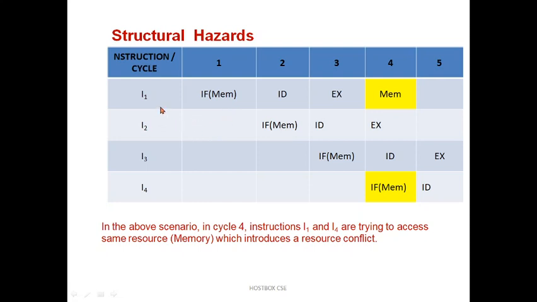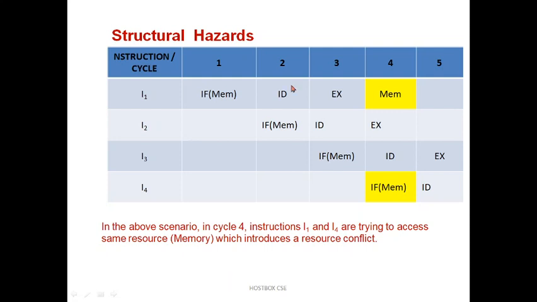So the pipeline keeps on executing instruction 1, instruction 2, 3 and 4. In the table above, whenever instruction 1 executes the memory stage, at the same time I4 is also executing. Instruction 4 also wants to access the same resource, that memory. So these kinds of things introduce a resource conflict.